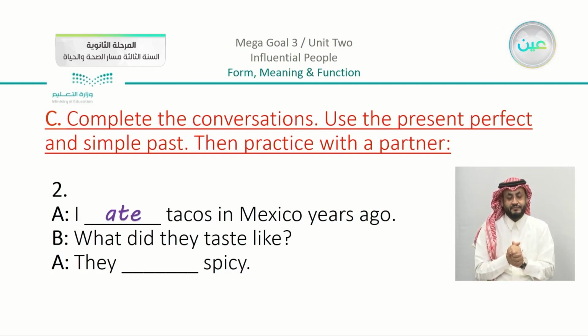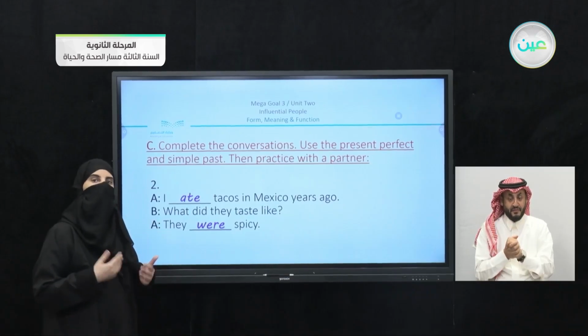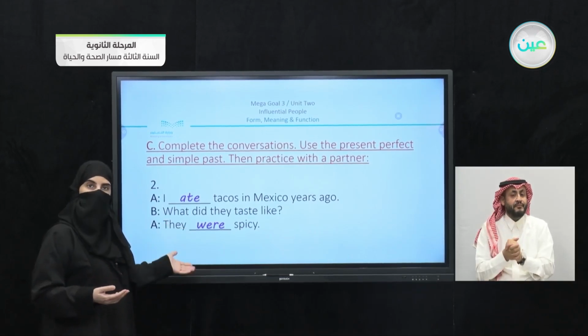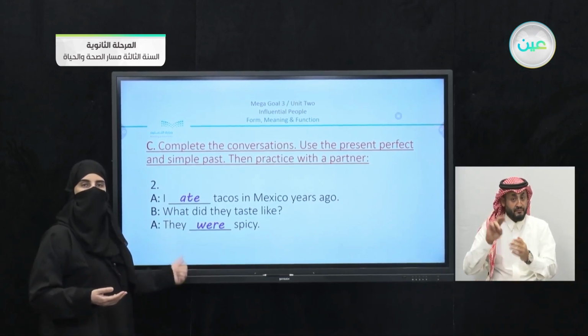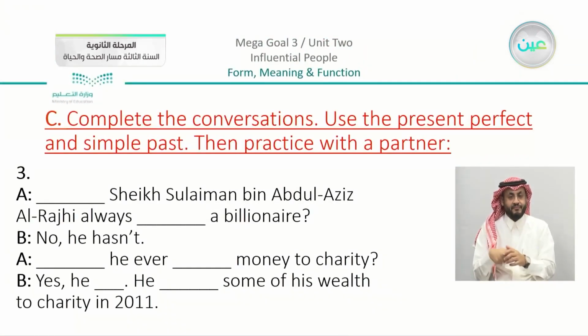What did they taste like? They were still talking about the past. So here we can say that they were spicy. Now note that you have to pay attention. What is the subject or what is the noun that we have here? Is it singular or plural? So I put here "were" because we have here the pronoun "they." Now we're going to complete with the second one. We have here number 3.